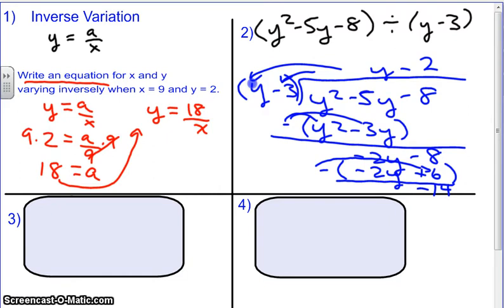So we say there's two ways to say it. We could say plus negative 14 over y minus 3. Or you could say minus 14 over y minus 3. But there's your remainder, which is still being divided by the divisor.